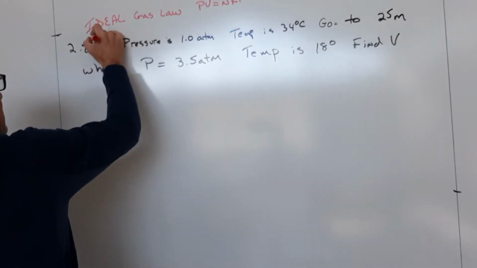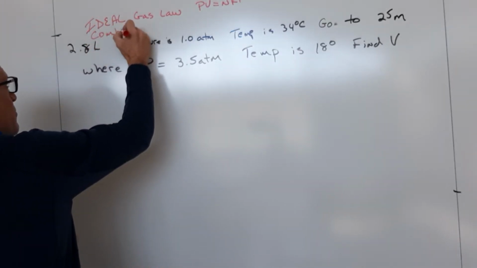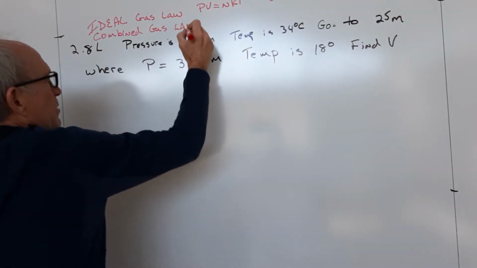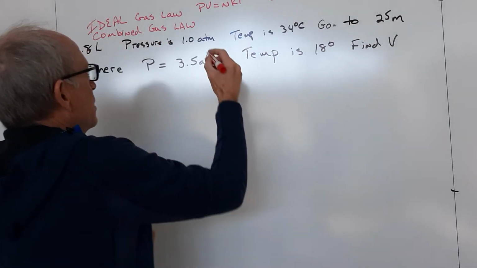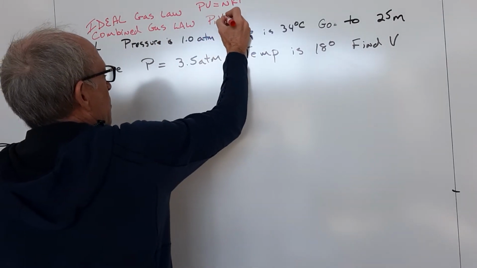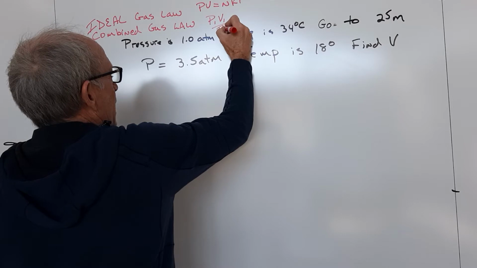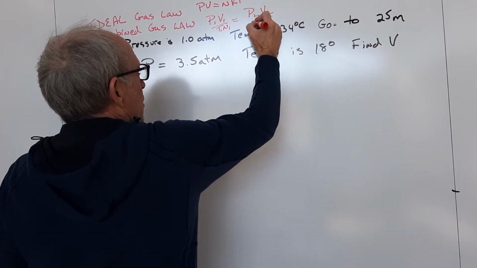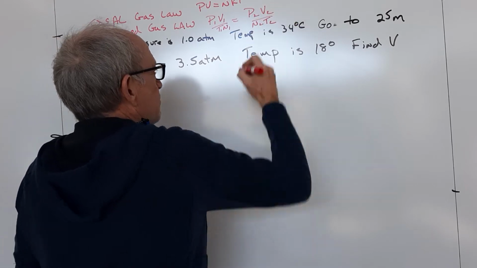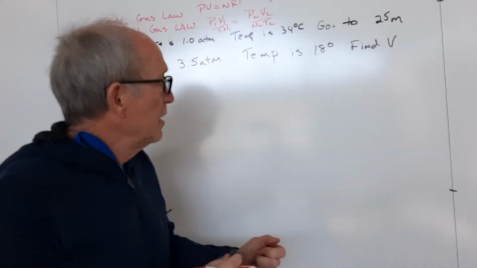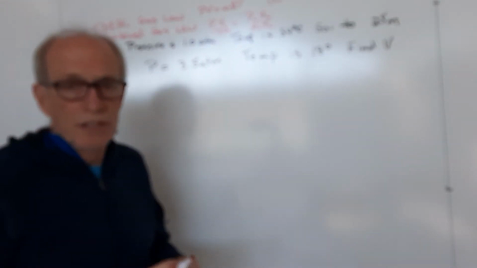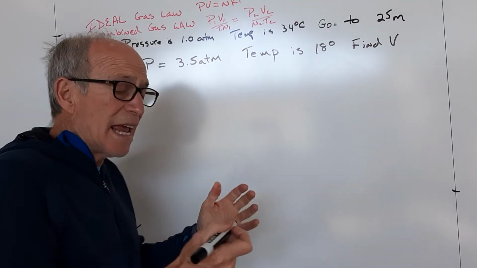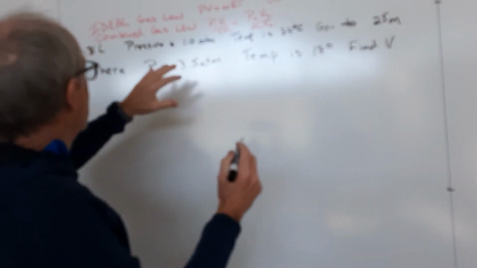Or the combined gas law. The combined gas law is when we have a change. So it's P1 V1 over T1 N1 is equal to P2 V2 over T2 N2. So we have to think about those two. Now in this problem, I've got a change. So if you write everything down, you'll never make a mistake. I wrote everything down, and let's see what I have.